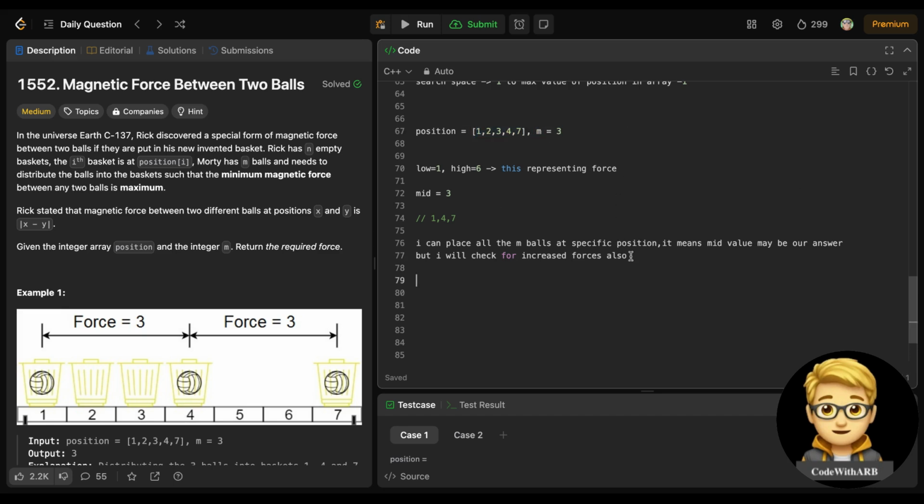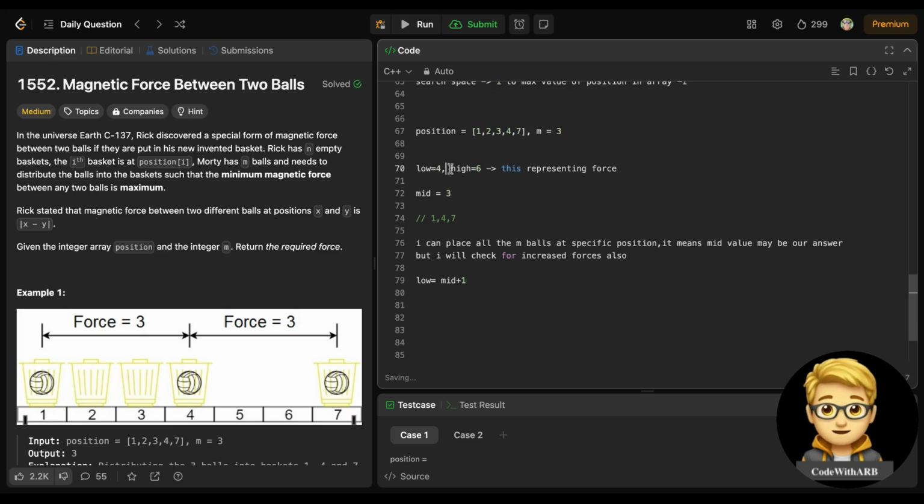So what will we do to increase our force? What do you think will change, low or high? Low will change. So low becomes mid plus 1. When we have placed all the m balls, or more than m balls, at the specific positions, then I increase my low value, right? So low becomes mid plus 1, it means it becomes 4, right?